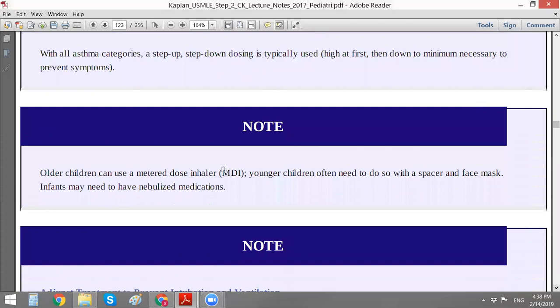Older children can use a metered dose inhaler, MDI. Young children often do it with a spacer and face mask. So younger, face mask, and older, MDI. Infants may need to have it nebulized.